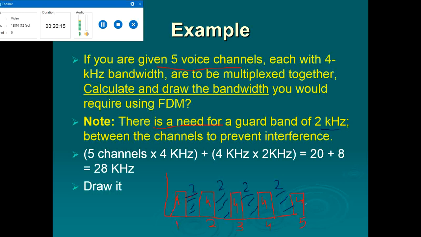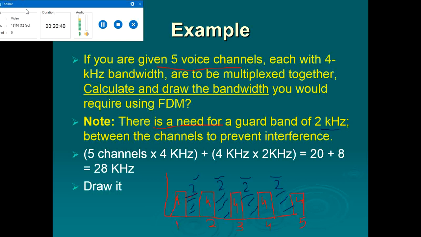So now, how many voice channels do I have? I have 5 voice channels. And the number of guard bands I have is 4: 1, 2, 3, 4. So always remember that the number of guard bands is 1 less than the number of voice channels given. So if you see over here, we have 5 voice channels, but the number of guard bands we require is 4.